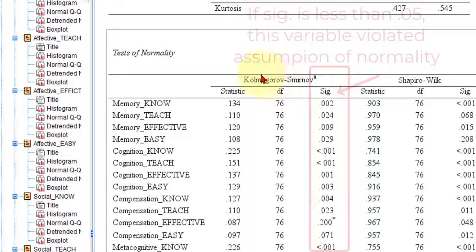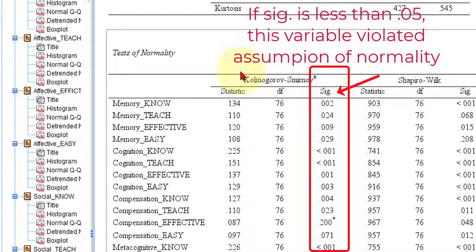And this is how we tell. We're going to use the Kolmogorov-Smirnov test. If this sig value is less than 0.05, that means the data did violate normality. In other words, if this number is less than 0.05, this variable is not normal. So memory no, teach, effective, easy, none of them are normal. And the same with the cognitions, none of them are normal. In fact, very few are normal.